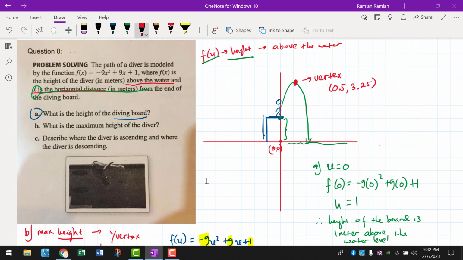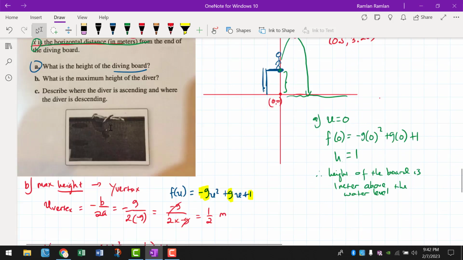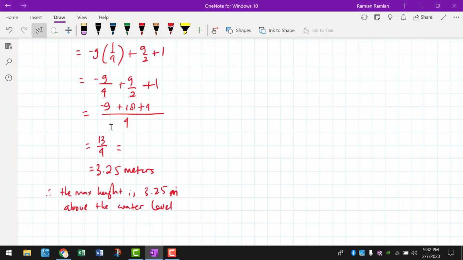So what does that mean? That the maximum height that the diver will reach is 3.25 above the water level. Okay, so right now, what is the maximum height of the diver? You can say that the maximum height is 3.25 meters above the water level. Okay, so that's for question B.